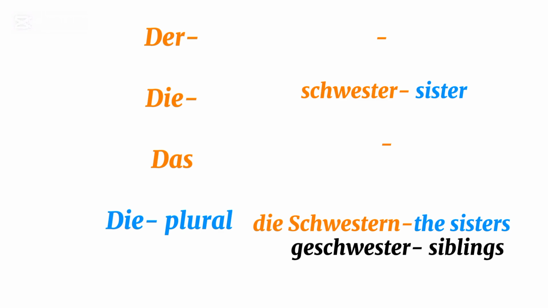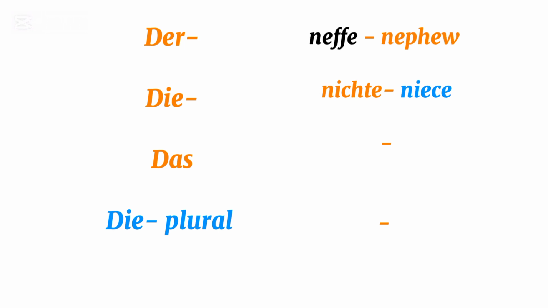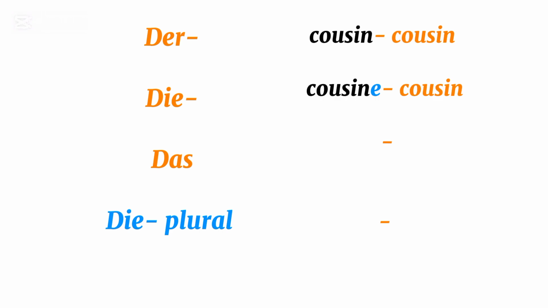Let's proceed to the extended family now. We have uncle, Onkel. Tante, that's an aunt. Neffe, nephew. Nichte, niece. Cousin. These are cousin and cousin. We have cousin with an E, those are female cousins, and cousin without E, these are male cousins.